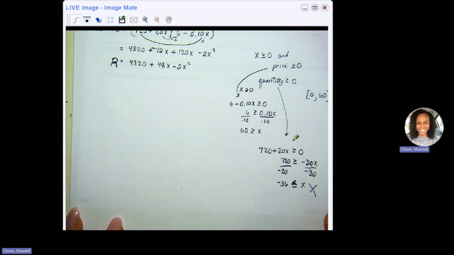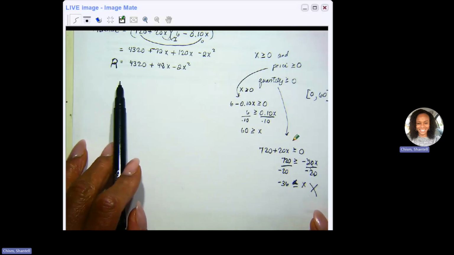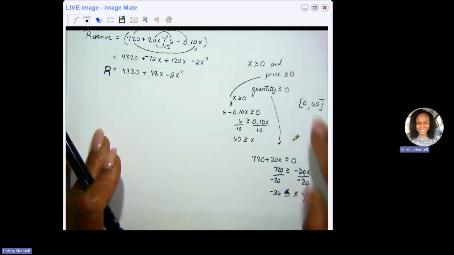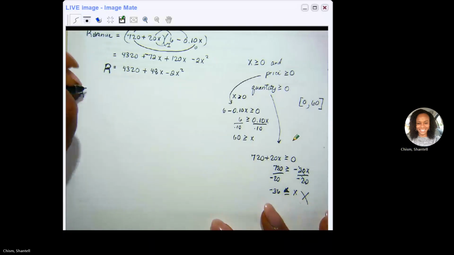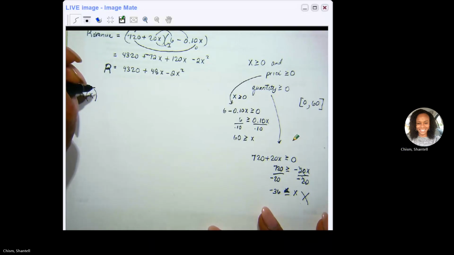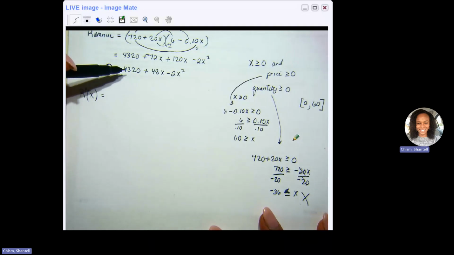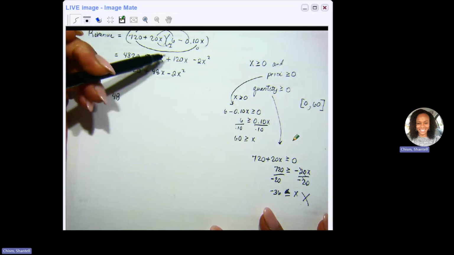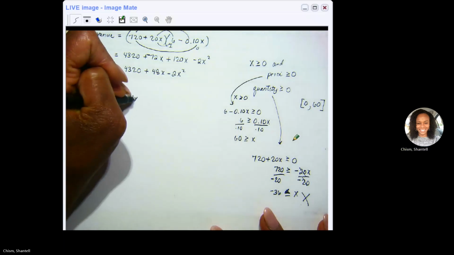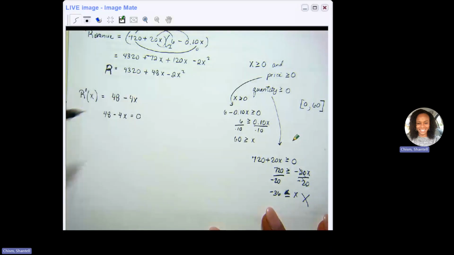And we could also have an absolute max or min at a horizontal tangent, so where the derivative is equal to 0. So it could be at the endpoints, or it could be where the derivative of the revenue function is equal to 0, where you have a horizontal tangent. So I'm finding the derivative. That's going to be 4320 drops off. Then I'll take the derivative of 48x, that's 48. And then this 2 will come down and make that a minus 4x. Okay, so we've got 48 minus 4x equals 0, because we're going to solve that now.